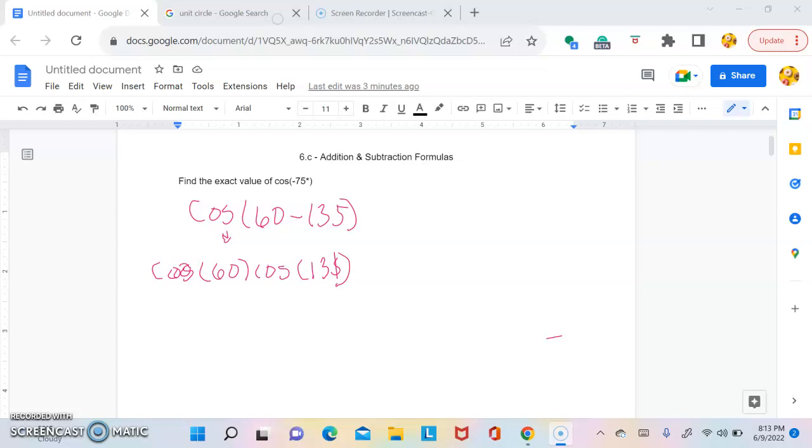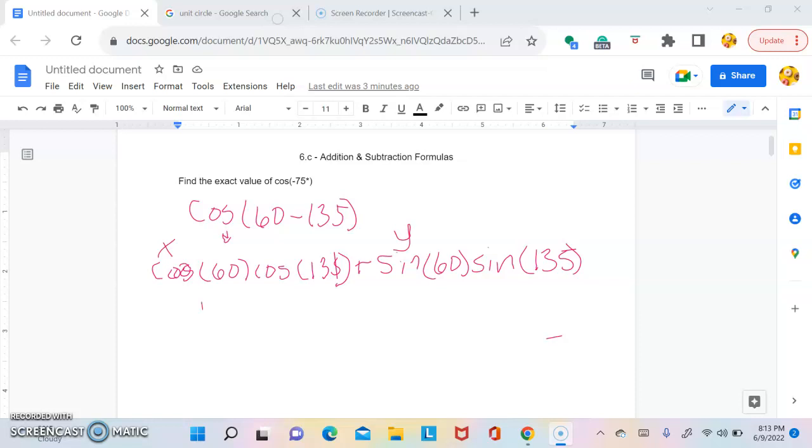135, which is our t, plus sine s times sine t. So you want to go back to your unit circle and figure out, and I can't leave the drawing, so I'll just tell you what it is. So you want to find sine or cosine of 60. Cosine is your x value, sine is your y value.